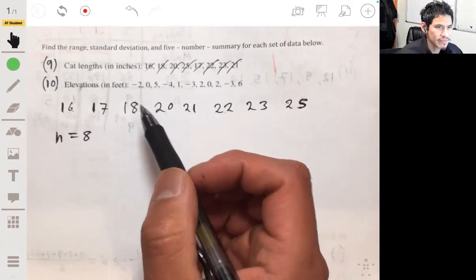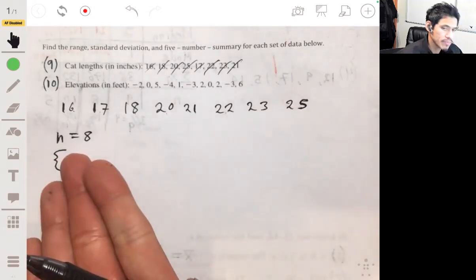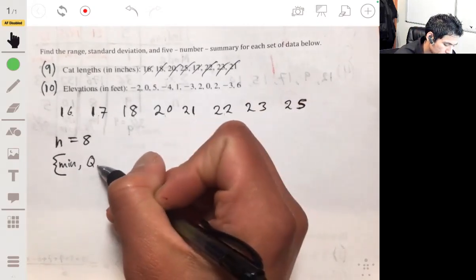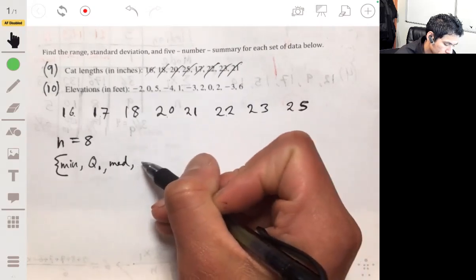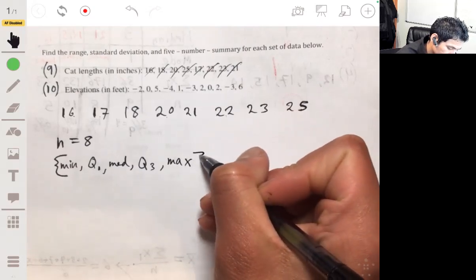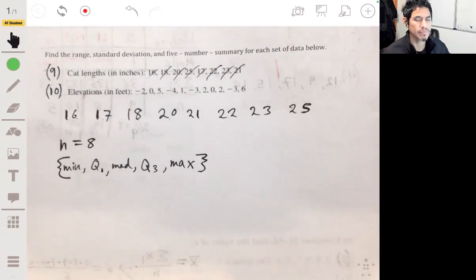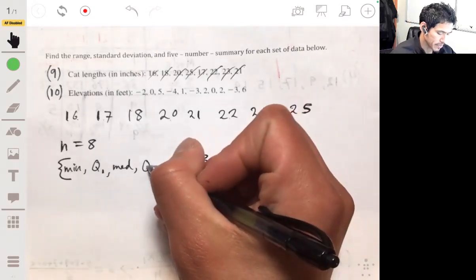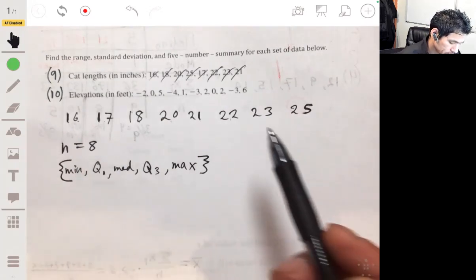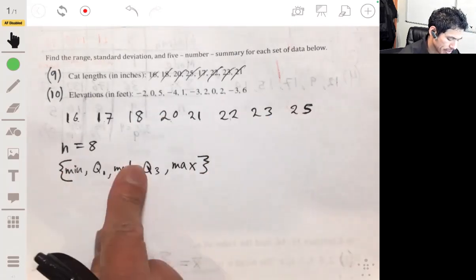Now, the 5-number summary: we use these fancy brackets. It's the minimum, Q1 in order, then the median, then Q3, and then the maximum. We call it the 5-number summary because there are 5 numbers that are actually quite helpful for describing the data, as well as being simple numbers to find. So start off with the minimum and maximum.